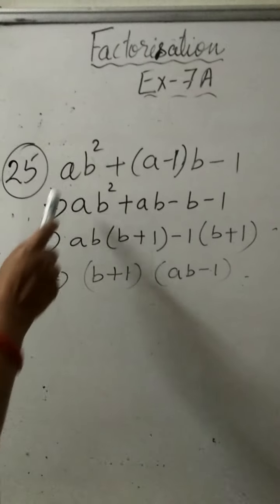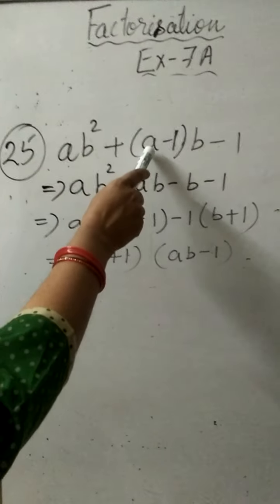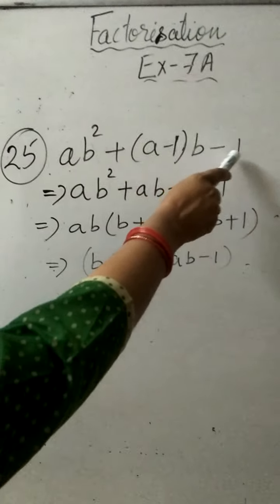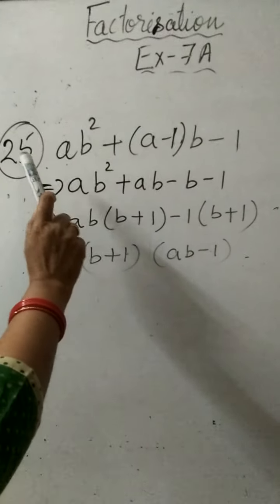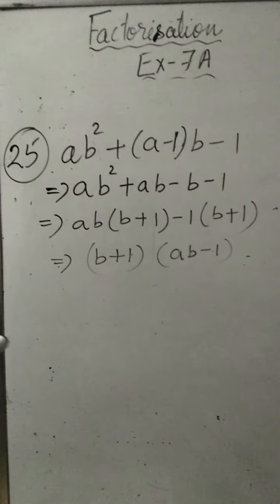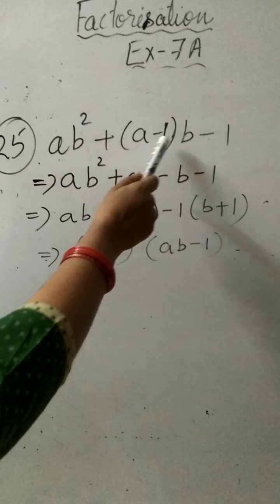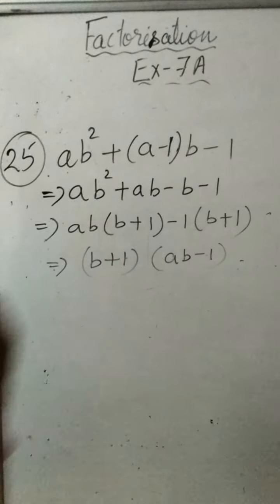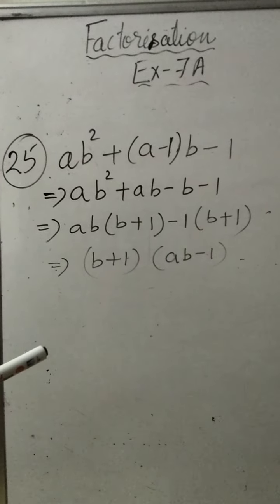Number 25. Here ab square plus (a minus 1) into (b minus 1). Now first of all you have to check whether anything is common between these three. There is nothing common. And if you take common between these two, one will remain as it is. So henceforth we cannot factorize.